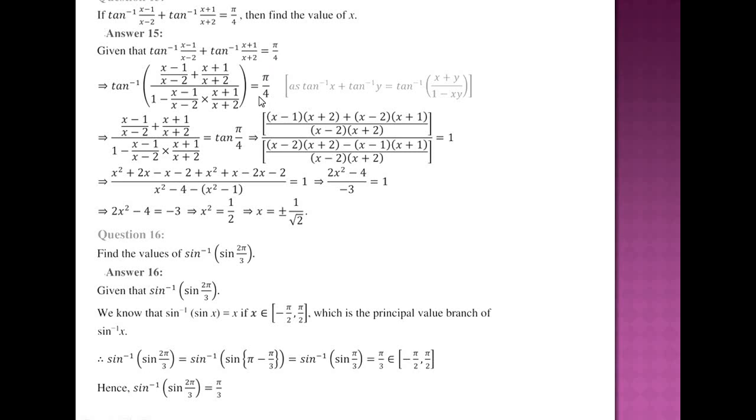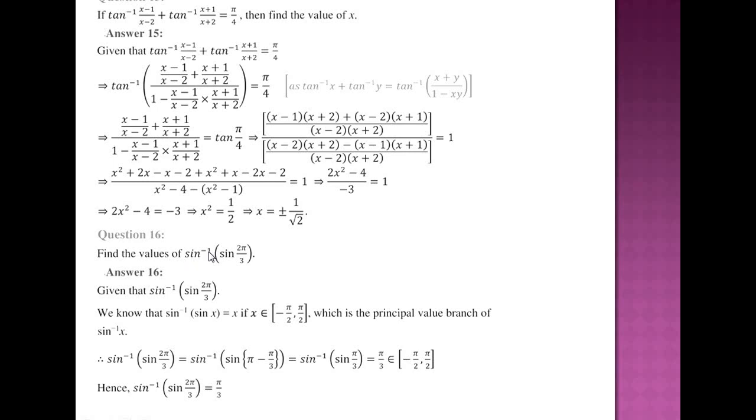Tan inverse has shifted to that side, so it has become tan pi by 4 in the next step, and you know that tan pi by 4 is nothing but 1. So this gives, on solving, 2x square minus 4 upon minus 3 equal to 1. On solving, minus 3 shifted to that side, 2x square minus 4 equal to minus 3. So 2x square equal to 4 minus 3, which is 1. So x square will be 1 by 2. So x will take both the values, plus 1 by root 2 and minus 1 by root 2. So these are the values of x, right?